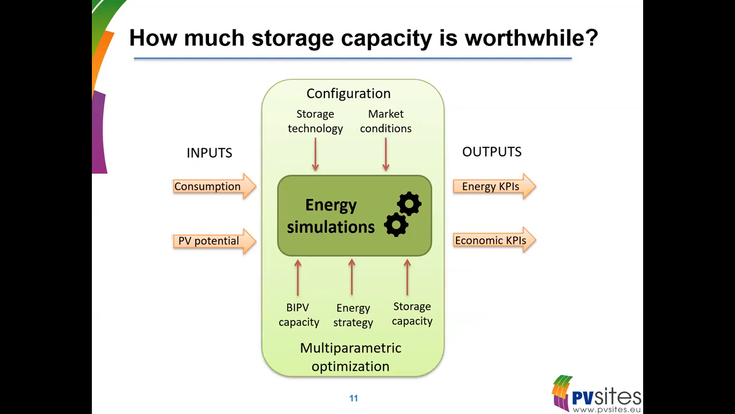But normally, the typical question is, okay, how much storage capacity is worthwhile in my case? For this purpose, we have also developed a software tool that will allow us to run energy simulations for a whole year and to evaluate the main energy and economic performance indicators, in order to select the best option in terms of BIPV capacity, energy strategy, and storage capacity. We only need as an input the consumption profile of the building, which we can, for instance, download from the current smart meters, and the PV potential. That means the solar resource that we have in this location, which can also be downloaded from a database with the typical meteorological years. This way we can make the best decision in terms of profitability of our system.